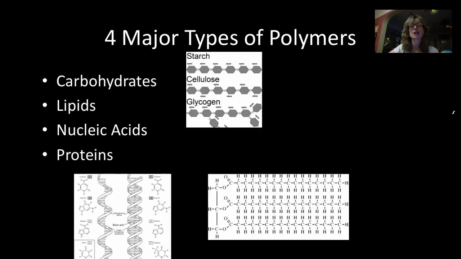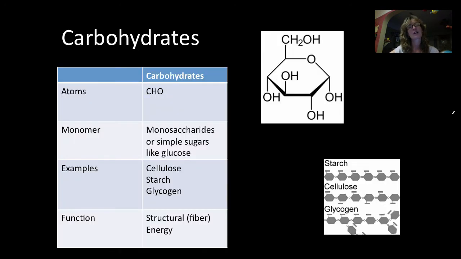What are the different types of polymers? Well, they are carbohydrates, lipids, nucleic acids, and proteins. Let's delve into each one. First, let's start with carbohydrates.